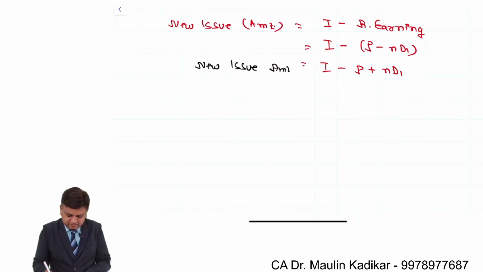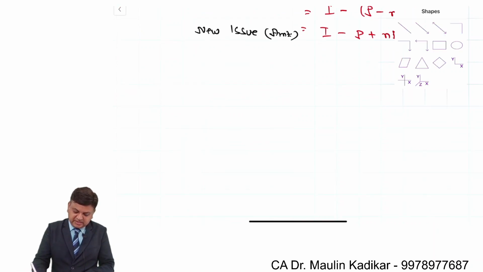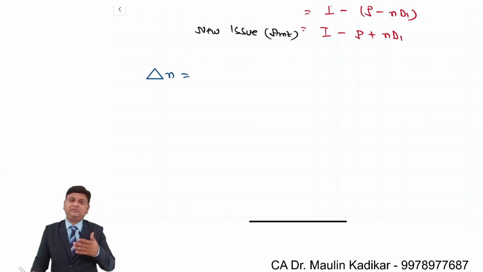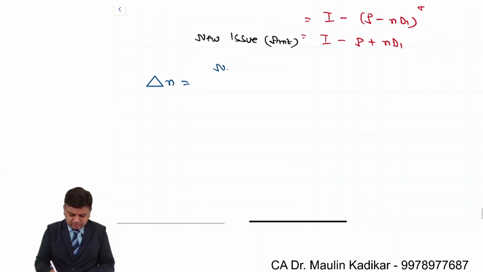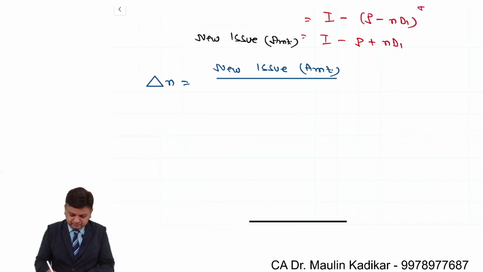Now we understand, what is delta n? Delta n is indicating the number of shares which are required to be issued at the end of the year to finance the requirement of the balance funds. It is the new issue in amount term divided by P1. P1 stands for the price of the equity share at the end of the year.